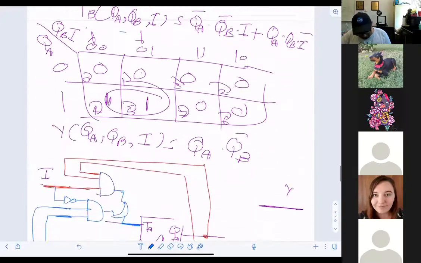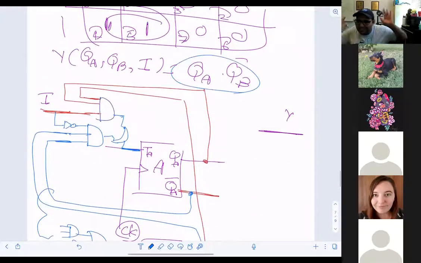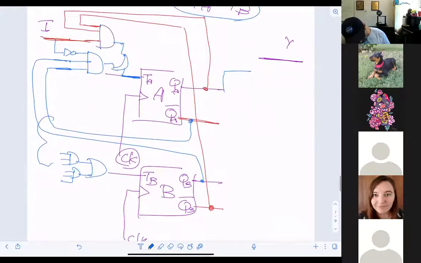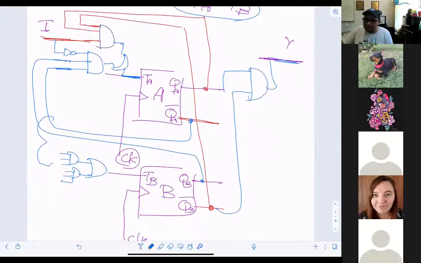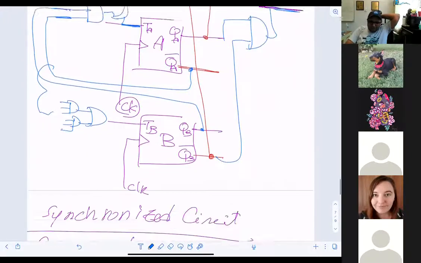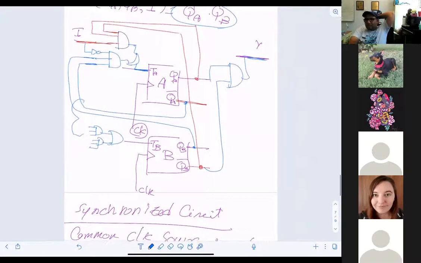Okay. So now we're gonna make Y, right? Y is easy. Y is clean, right? Here, and then QB complement, right? AND them together, this is Y. So what you have in front of you is the implementation of the finite state machine graph representation. We started from the beginning. Sounds easy, lemon squeezy?